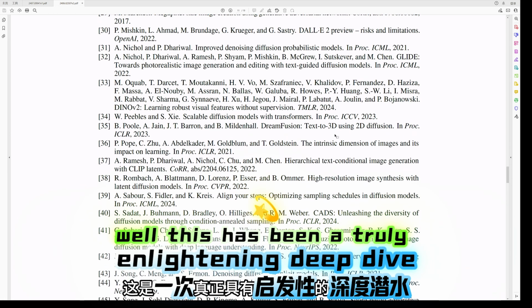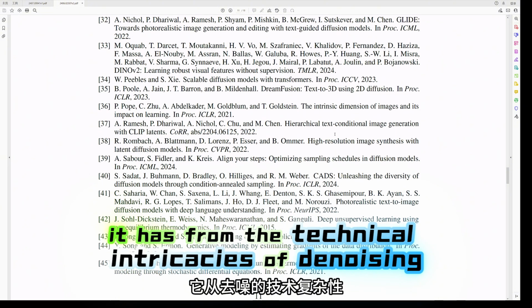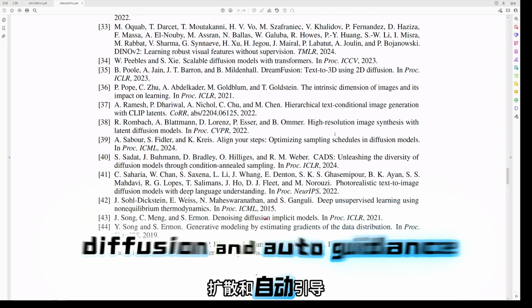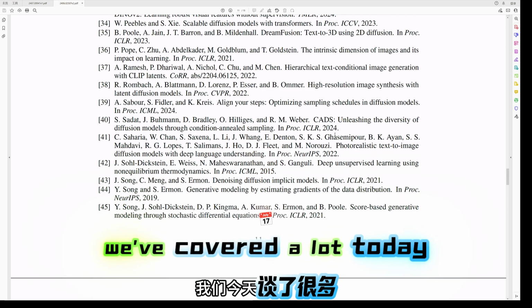Well, this has been a truly enlightening deep dive. It has. From the technical intricacies of denoising diffusion and auto guidance to the philosophical questions about AI and creativity, we've covered a lot today.